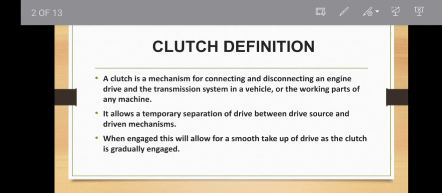What is a clutch? A clutch is a mechanism for connecting and disconnecting an engine drive and the transmission system in a vehicle or the working parts of any machine. It allows a temporary separation between the drive source and the driven mechanism. When engaged, it allows a smooth take-up of drive as the clutch is gradually engaged.